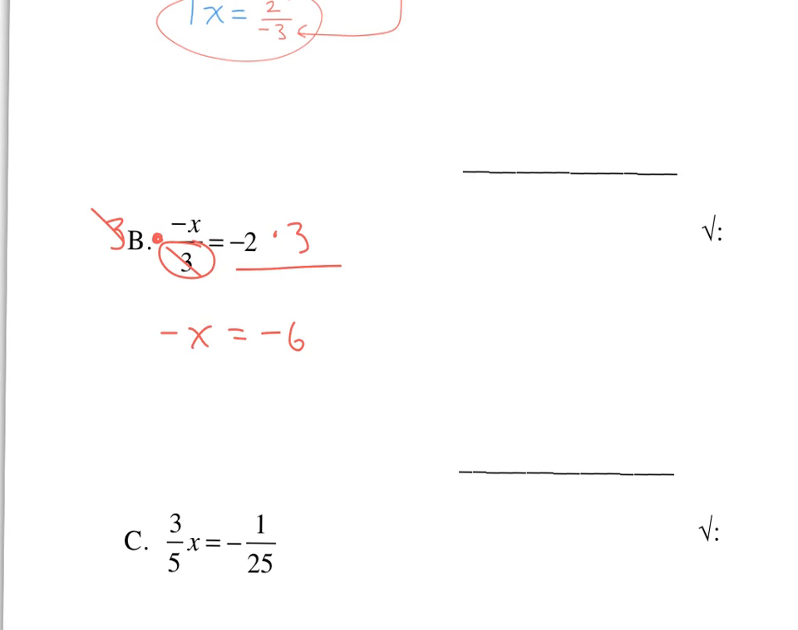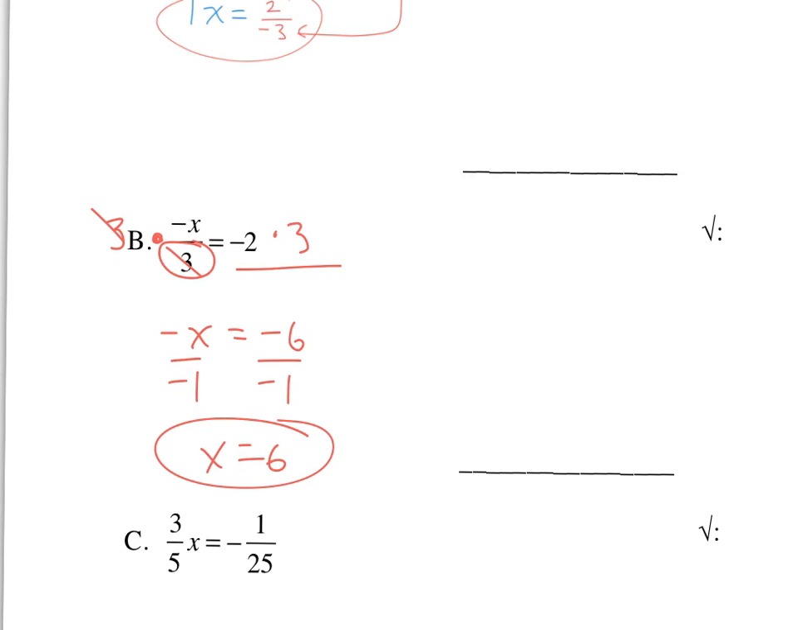And then you divide by negative 1, and x is equal to 6. Now, for most of you, you're probably going to do it that way, and it'll end up being a two-stepper. There is a way to get this done in one step, though.